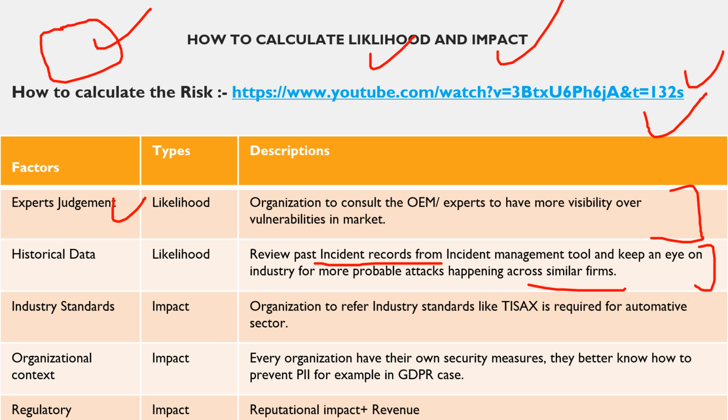Now come to the impact part. Industry standards: the organization should refer to industry standards, like TISAX, which is required for the auto sector. Organizational context: every organization has its own security measures. They know better how to protect PII, for example the GDPR case. Then regulatory impact, reputational impact, and revenue.